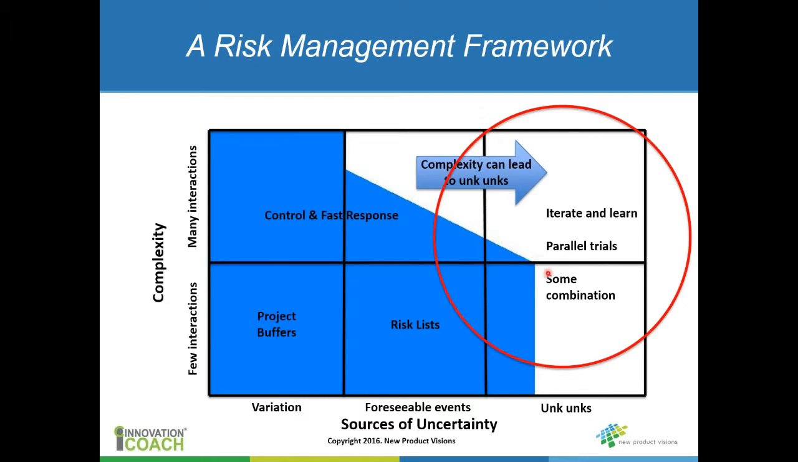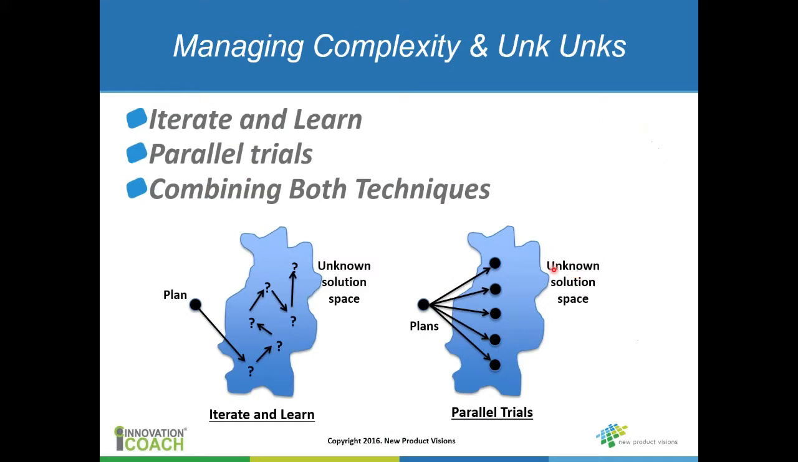But really what we want to focus on right now is out here in this quadrant, where you're faced with a lot of unknown unknowns as well as complexity. These types of tools that you might use down here just don't work out here. Now, last time I did introduce you to the concept of, we use iterate and learn and parallel trials or some combination of those two in order to deal with this type of uncertainty or risk in a project. And I want to dive in a little deeper to both of these topics.